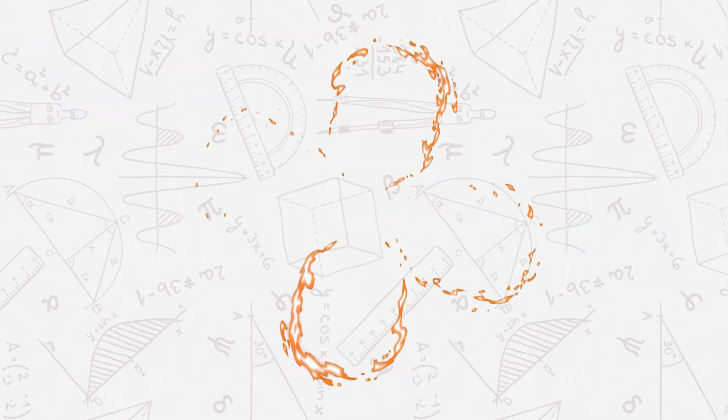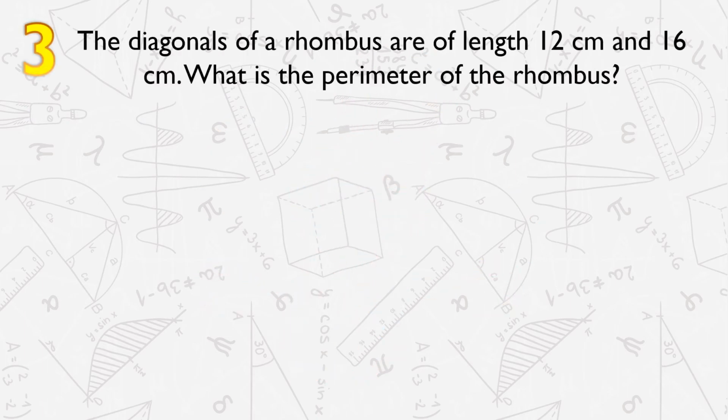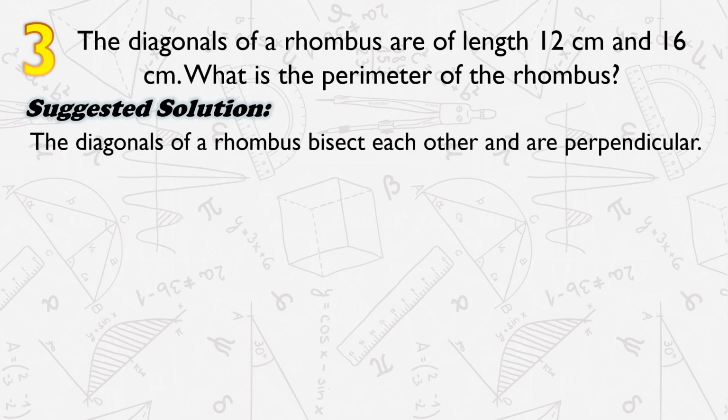Next, question number 3. The diagonals of a rhombus are of length 12 centimeters and 16 centimeters. What is the perimeter of the rhombus? Here is our suggested solution. The diagonals of a rhombus bisect each other and are perpendicular.